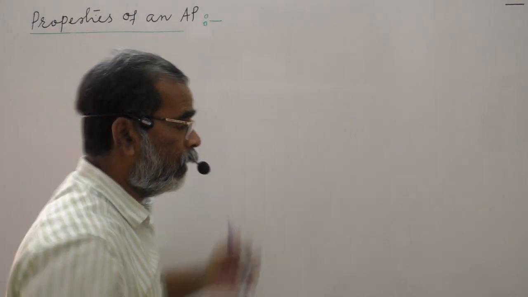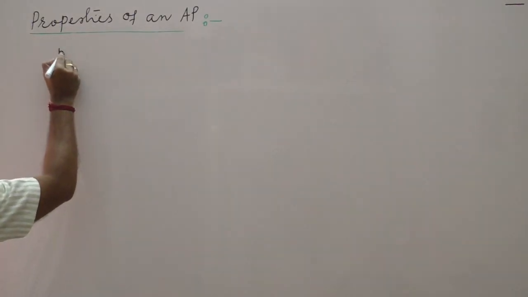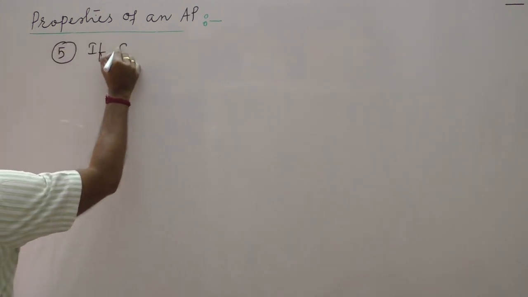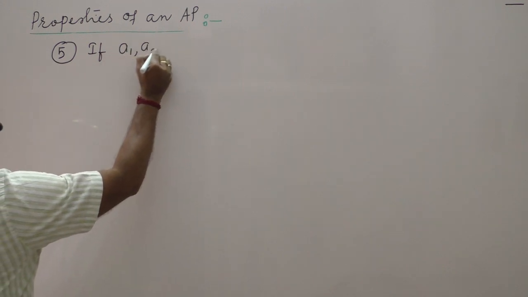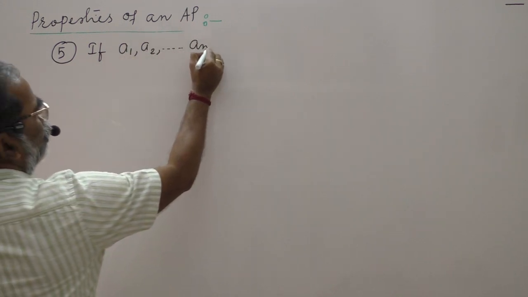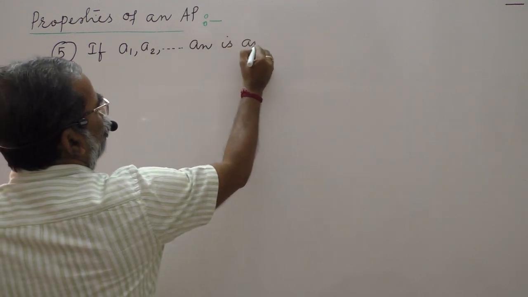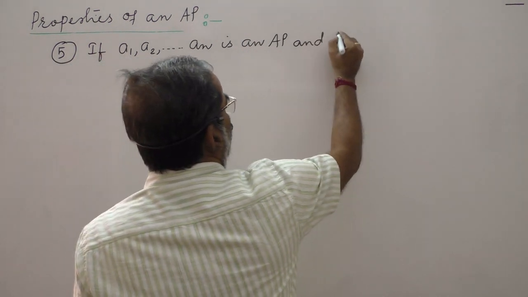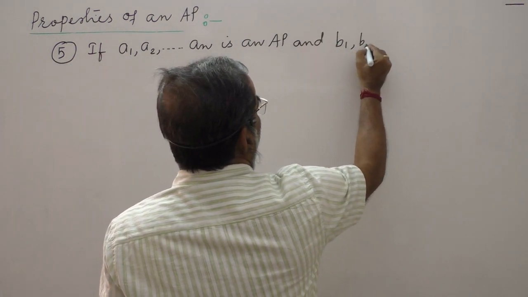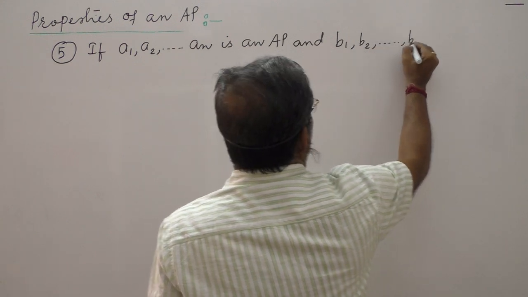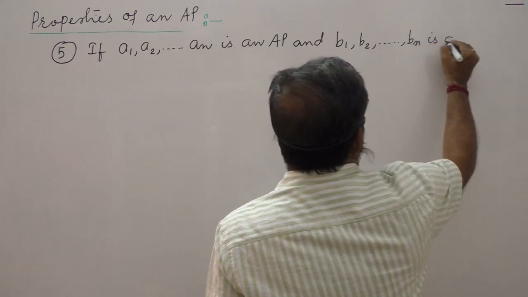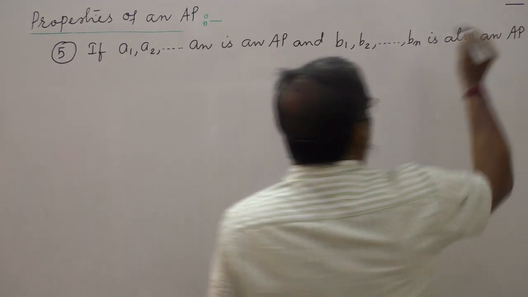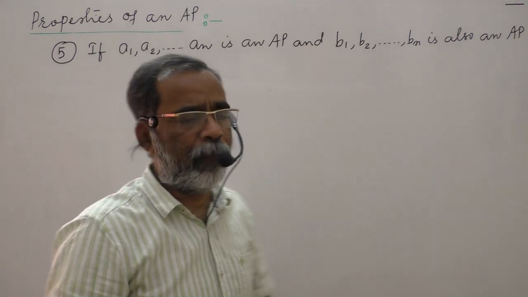Next, property number 5. If A1, A2, A3, ... AN is an AP, and there is another AP, B1, B2, B3, ... BN, these are two different APs.